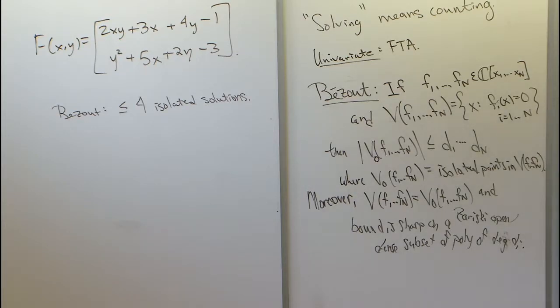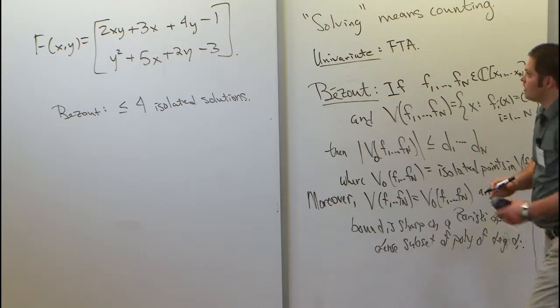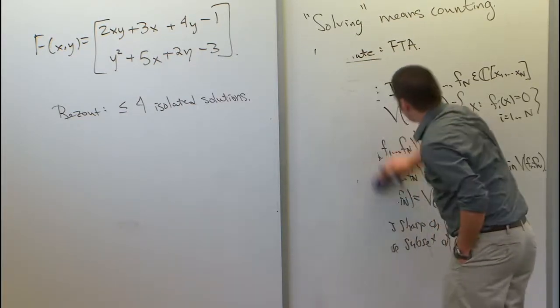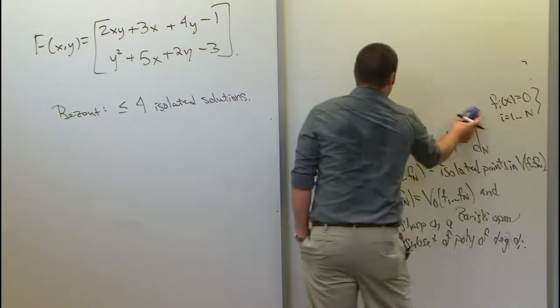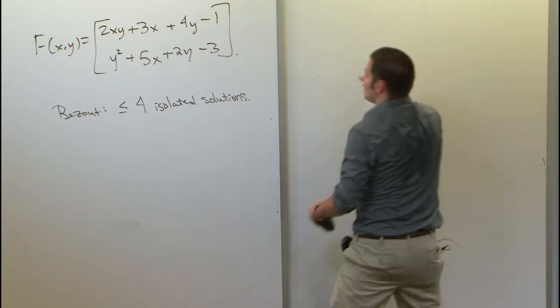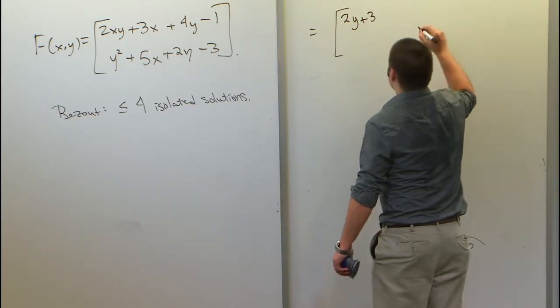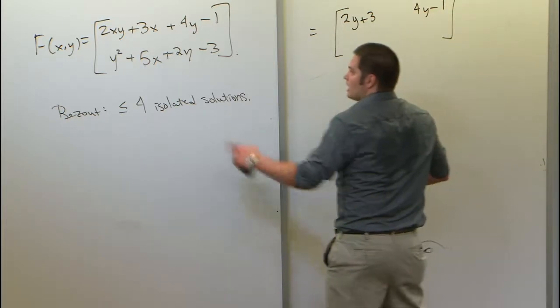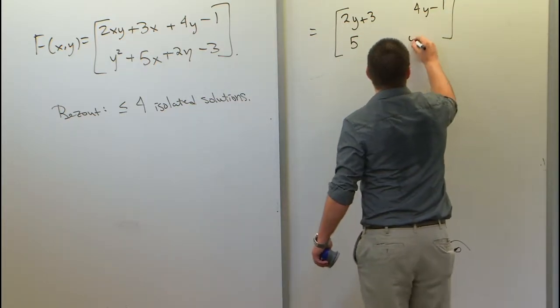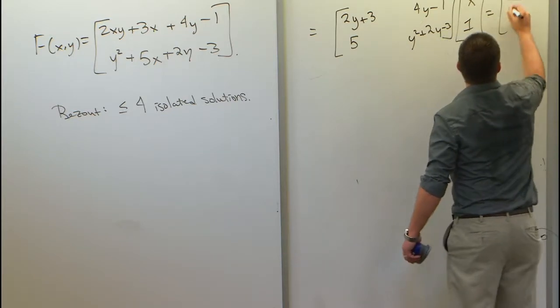How many do I actually have? Well, this polynomial system has structure. One of the structures it has is that the x's only appear linearly. So I can rewrite my system in the following way. I have 2y plus 3, and then 4y minus 1, and then 5 and y squared plus 2y minus 3, times x1, equal to 0.